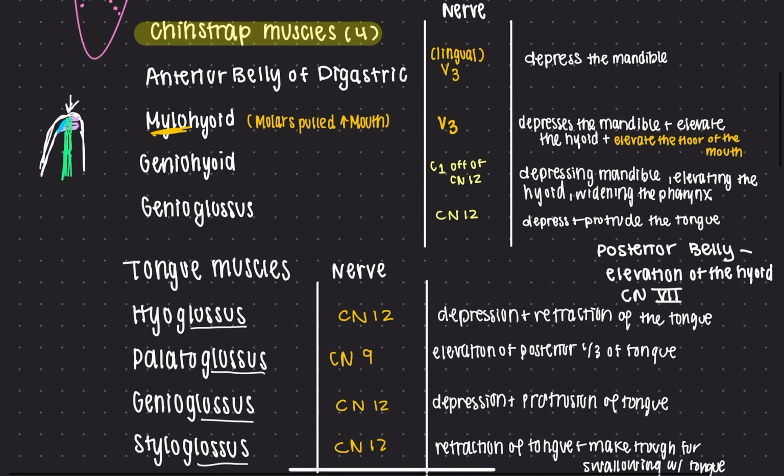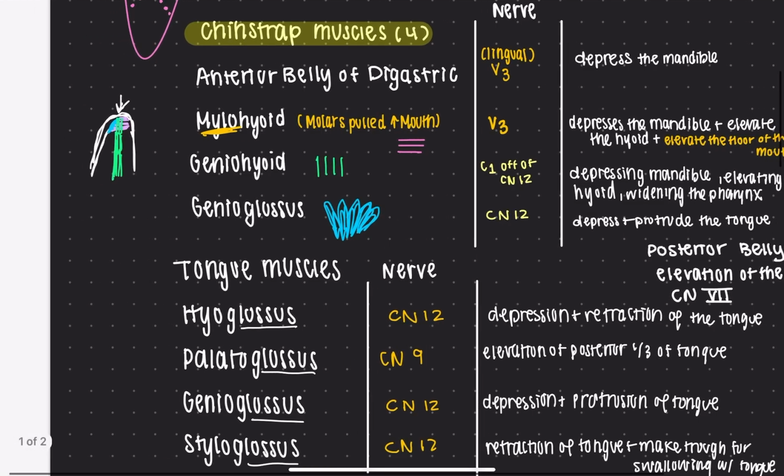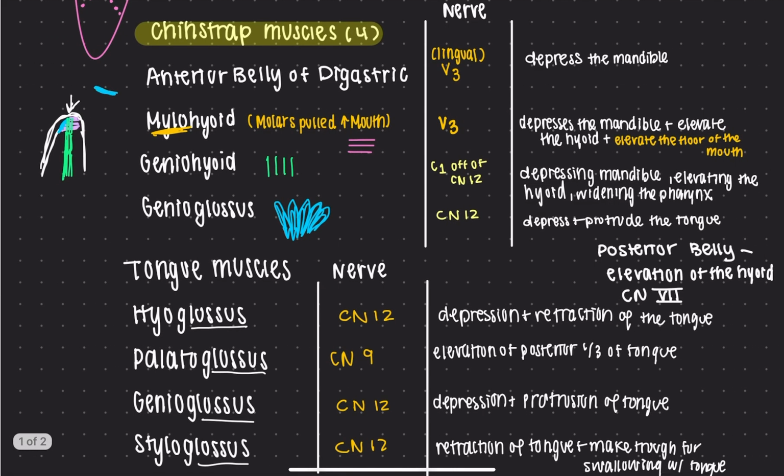Oh yeah, and the last thing is that if you're looking at a model, you're going to see horizontal striations for the mylohyoid, and then vertical striations for the geniohyoid. And then the genioglossus, if you cut the tongue down the middle, you can see it the best. It looks like a fan-like structure, like this. And then the anterior belly of the digastric is like if you have your thumbs pointing back and you have your fingers wrapped around like that.